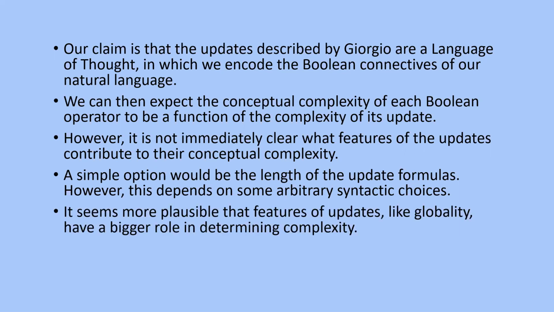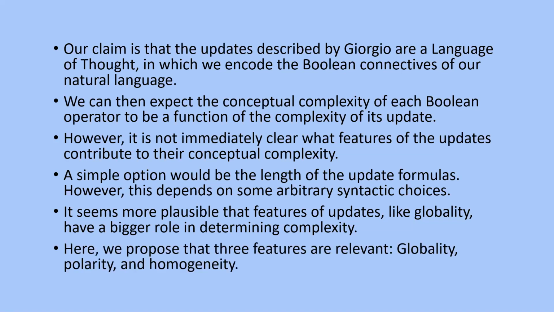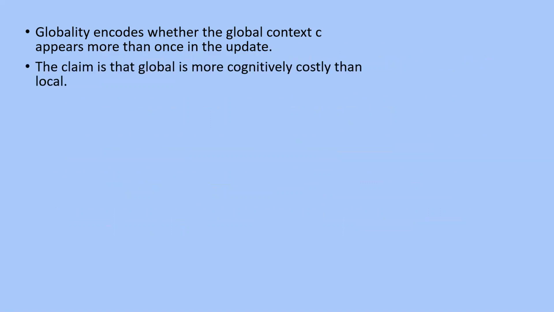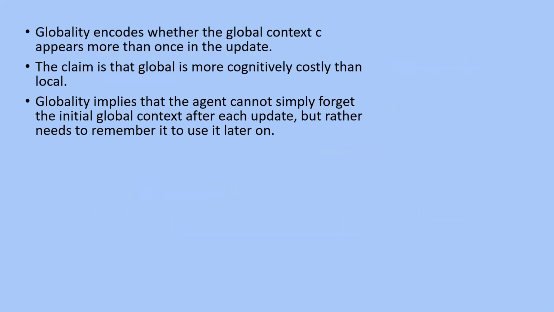So it seems more plausible that some other features of the updates, like globality, will have a role in determining complexity. So we propose that three features are relevant here: globality, polarity, and homogeneity, and I'm going to take them in turn. First of all, globality encodes whether, as Giorgio said, the global context C appears more than once in the update. And the claim is that global is cognitively more costly than local.